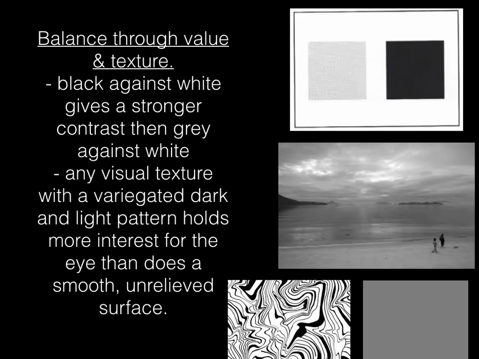All right, balance through value and texture. So when we put black against white, it gives a stronger contrast than gray against white. So in the image you see at the top, there's a gray cube and a black cube, but my eye goes straight for that black cube, and then I notice the gray cube on the side. Our eye attention goes straight to that black one. Now, any visual texture with a variegated dark and light pattern holds more interest for the eye than does a smooth, unrelieved surface. So at the very bottom, we see this wishy-washy, smushy black and white pattern, and then right next to it, there's this gray cube.